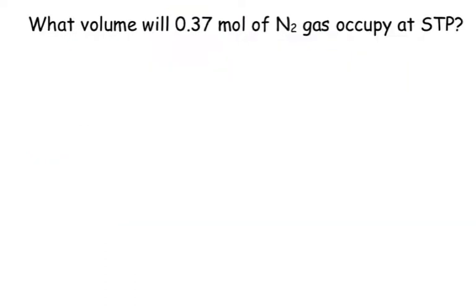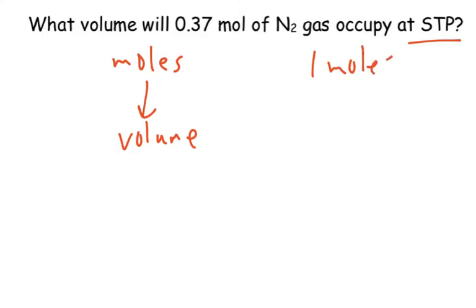All right, now we're going to learn how to go from moles to volume at STP. Here we're given moles, and we want to find volume. Since it's at STP, we know that 1 mole occupies 22.4 liters. That's our conversion factor. So all we have to do to go from moles to volume is multiply by 22.4.